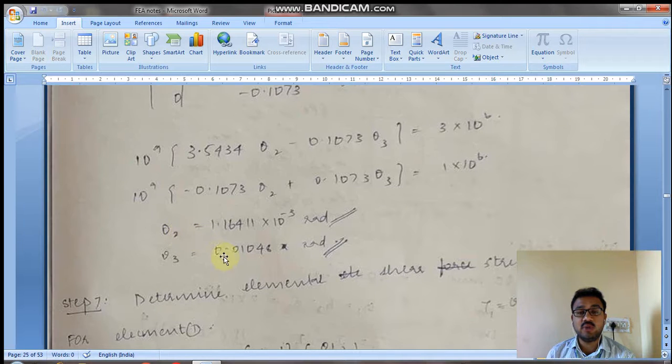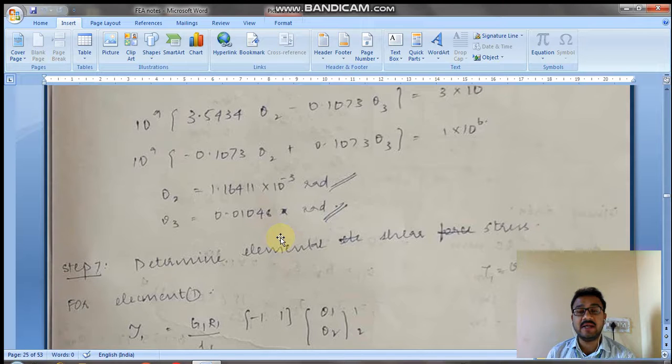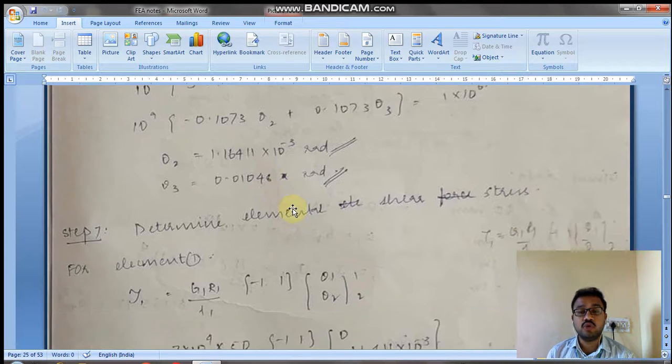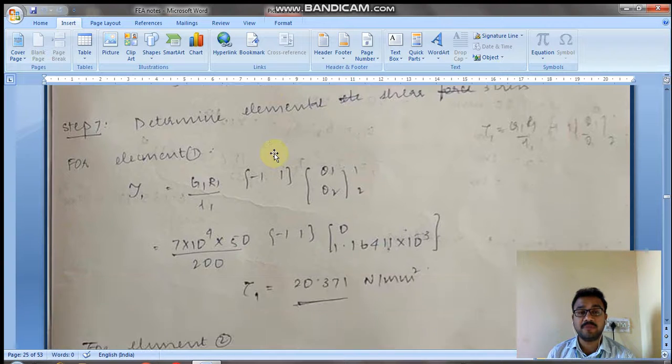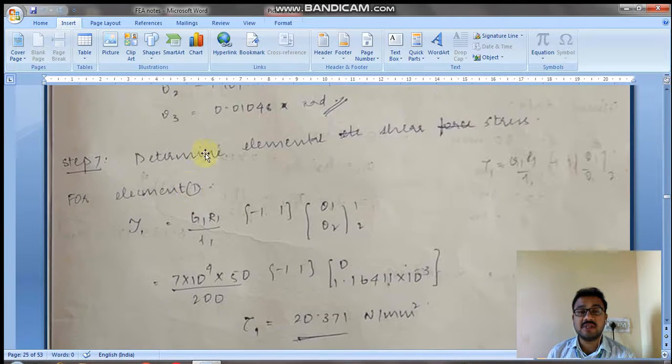So I will be getting theta 2 and theta 3, and since all the substitutions and data transformation I have done in the beginning steps itself, the values of theta 2 and theta 3 I will be getting in the units of radians. So you should not forget to write the units for theta 2 and theta 3. In case some examiners expect theta 2 and theta 3 in degrees, just do the conversion with pi by 180. Next step is the elemental shear stresses, which is asked in the question.